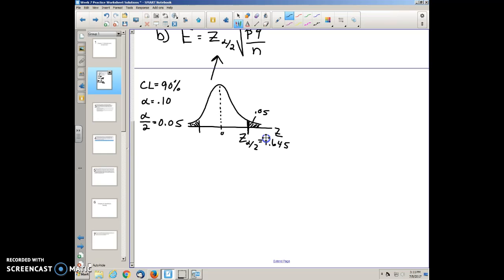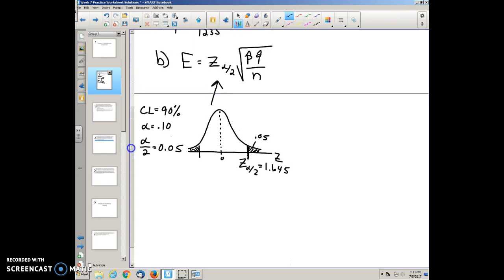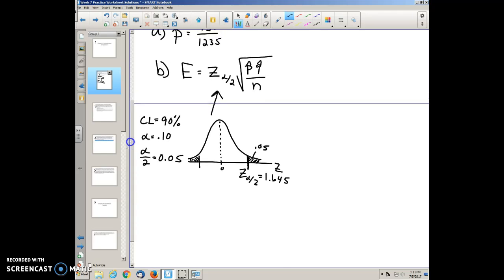You only need the positive one in this case. You don't need the negative. You need the absolute value of Z sub alpha over 2, so 1.645.